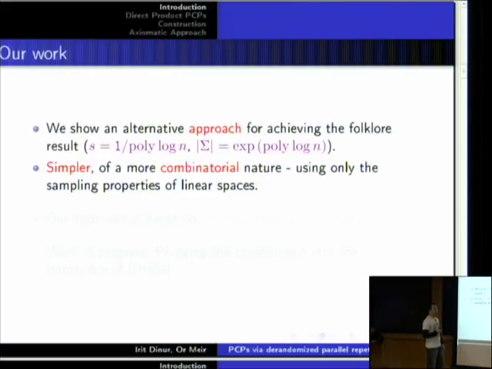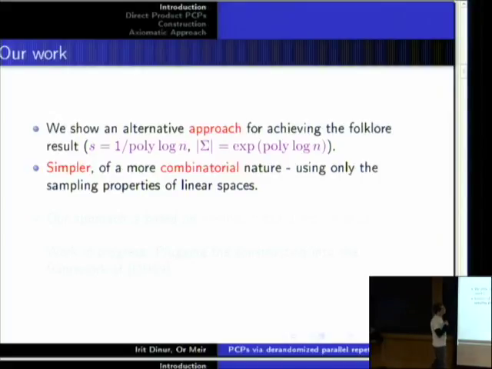Okay, so what do we do in this work, given that this is the state of the art? Well, we show a different approach in order to achieve the folklore result, the one that says that the soundness is 1 over polylog n and the alphabet size is exponential in polylog n.